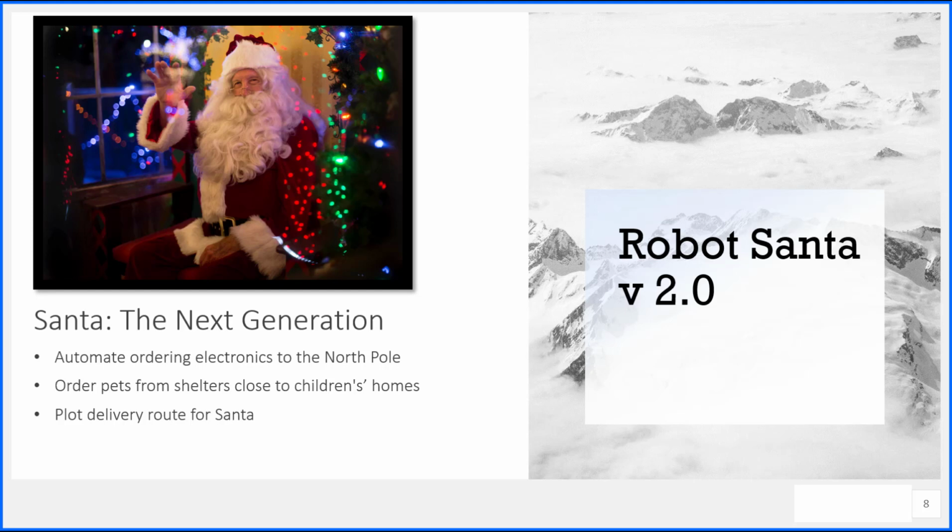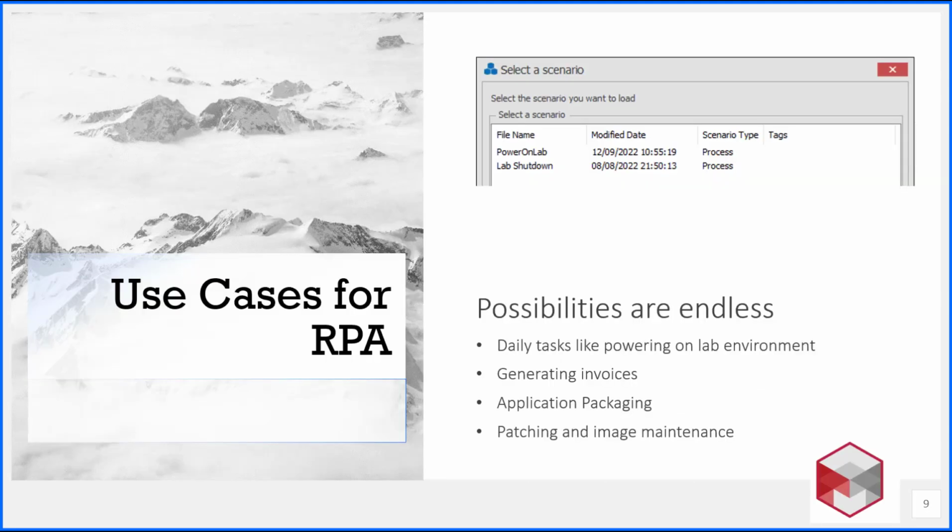I actually had the idea of ordering the pets from the shelters close to children's homes already completed, but it didn't make it for the recording, so that one's already in the can for next year. But before I wrap up, just to give you an idea, this is obviously a very specific use case, and it's not necessarily the best use of an RPA. I just wanted to keep it kind of festive.